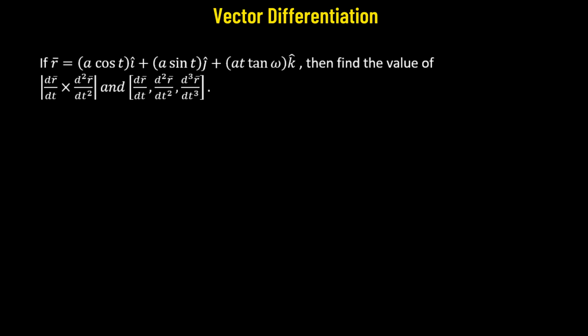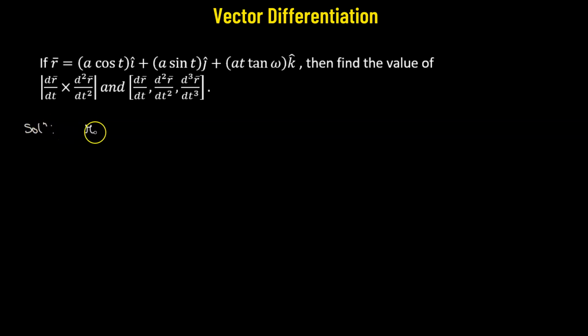So here we have a vector valued function r, which is a function of the scalar parameter t. Using that, we need to obtain the value of the magnitude of the cross product between the first derivative of r with respect to t and the second derivative of r with respect to t, and also obtain the value of the scalar triple product between the first derivative of r, the second derivative of r, and the third derivative of r. So let us begin.